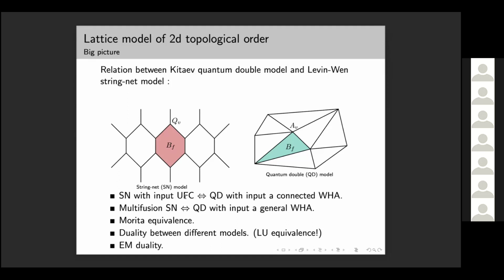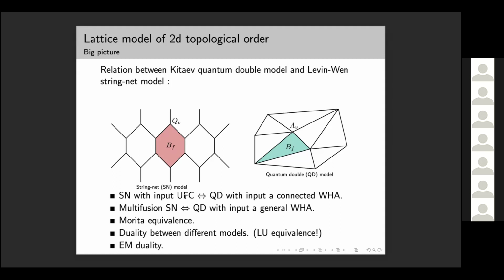And we know that when two lattice models realize the same topological phase, we call them Morita equivalent models for this topological phase. And there is also some duality between different models.